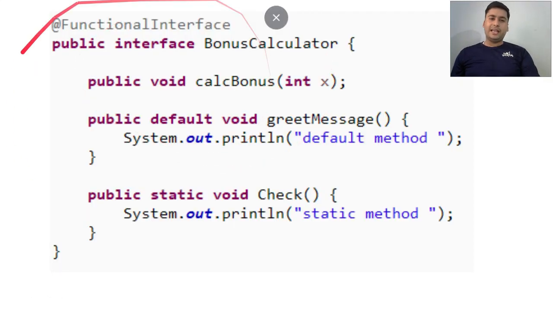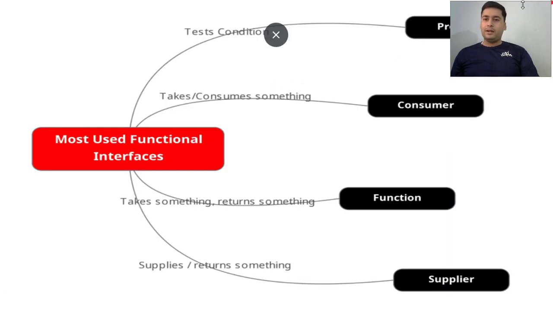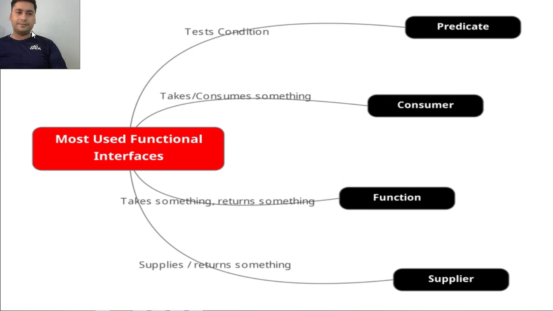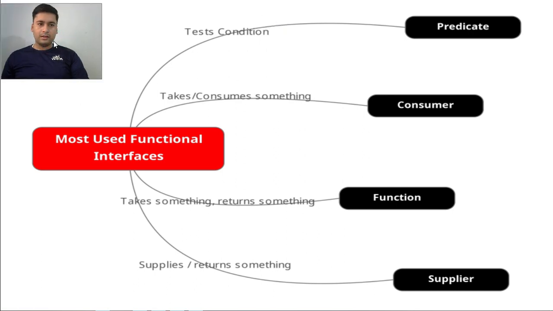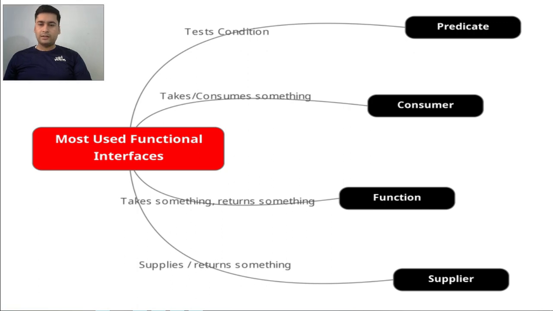So if you see here, this is an example of a functional interface. The interface is BonusCalculator. I have created calBonus, and this is the default method, this is the static method. Okay, so this is the method you can implement easily. And whatever methods you are able to see here, okay, which are Predicate, Consumer, Function, Supplier, those are also functional interfaces. Apart from this, lots of interfaces came in Java 1.8.